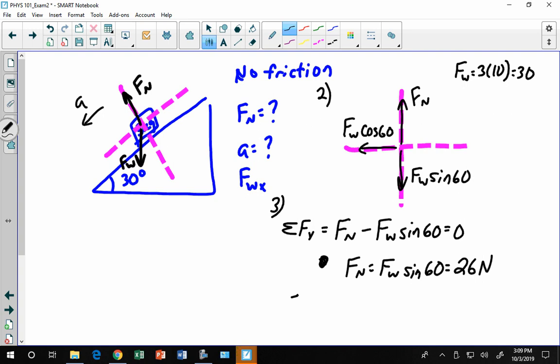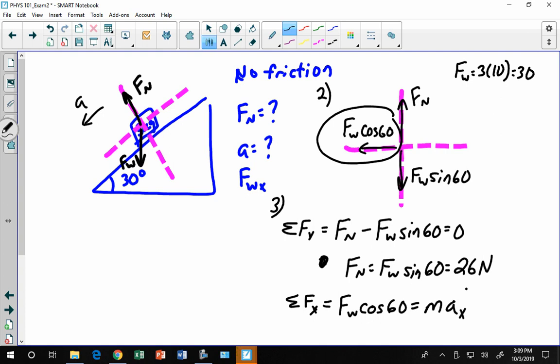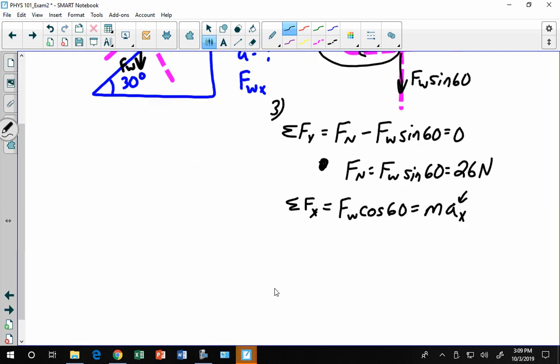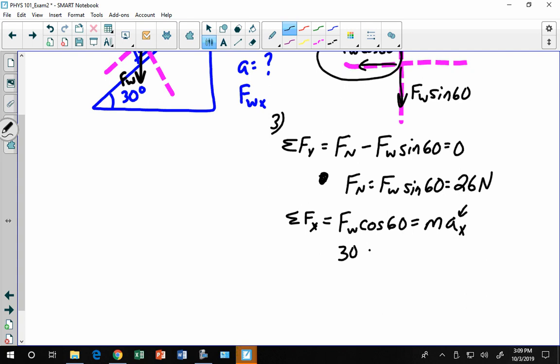So if I wanted to know the acceleration, I'd say sum of the forces in the x direction. Look, there's only one force acting in the x direction, and that would be Fw cosine of 60. And that's equal to max. And ax is what I'm looking for. So then I would say Fw cosine 60, that's 30 cosine 60 equals 3 times ax. Ax equals 5.